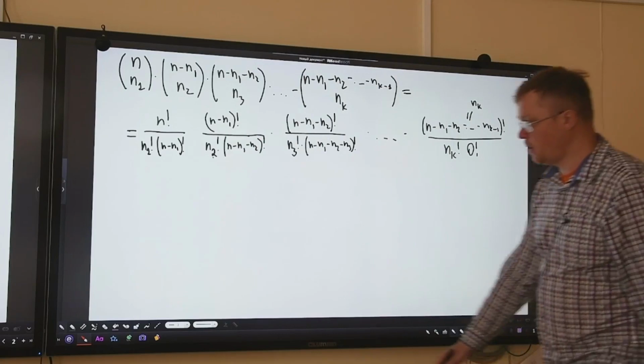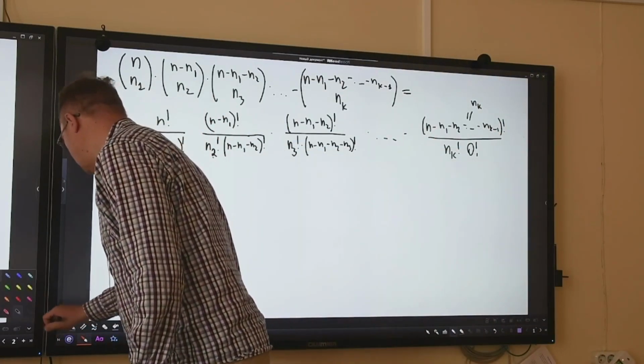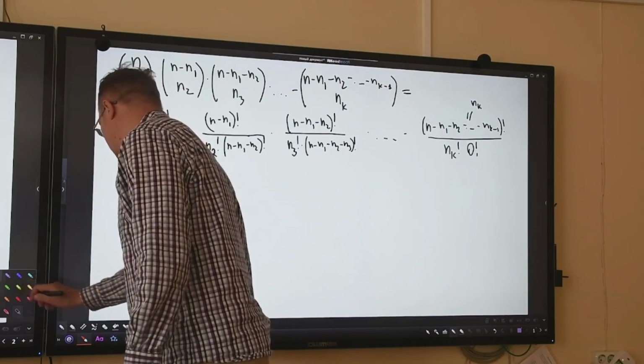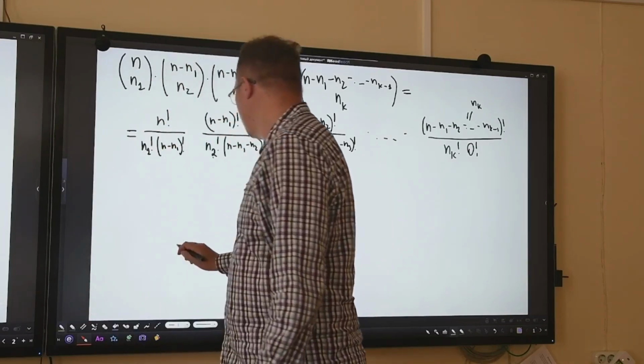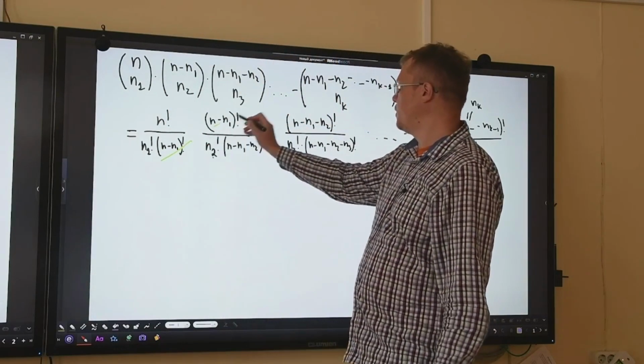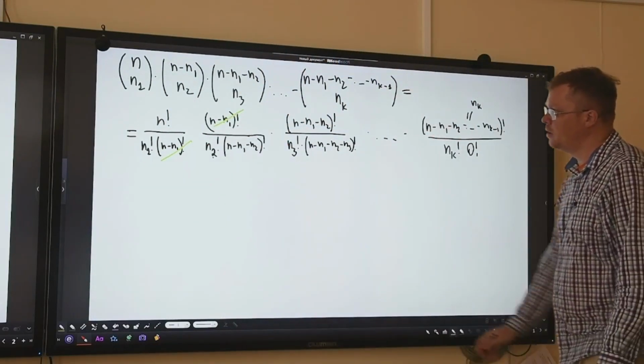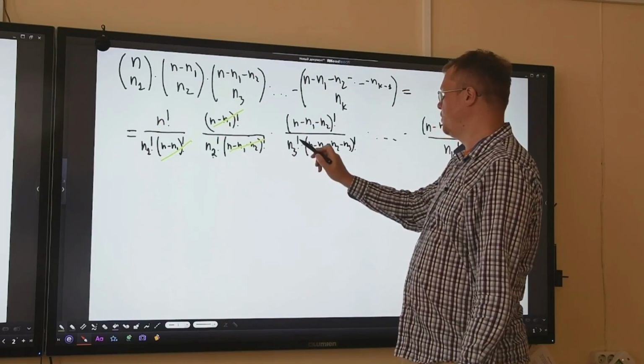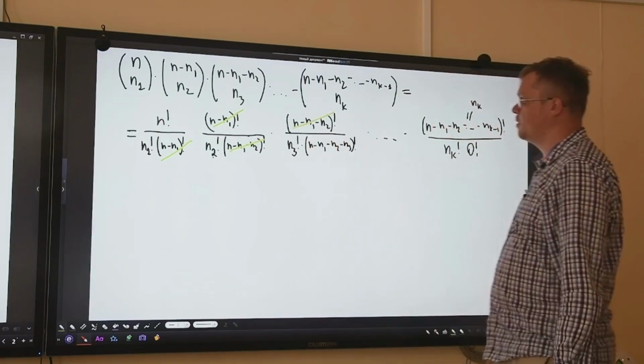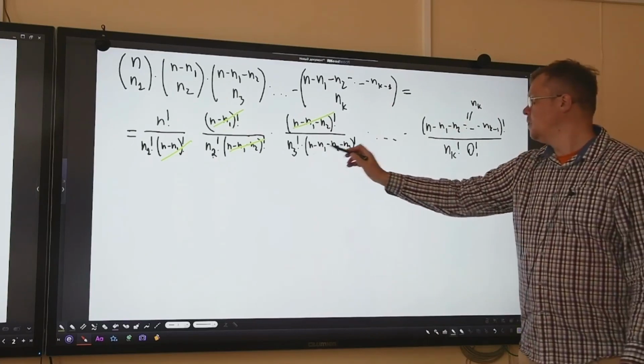Okay, so he will have some cancellations. We can see that he will have n minus 1 factorial, n minus 1 factorial, n minus 1 minus 2 factorial, and so on.